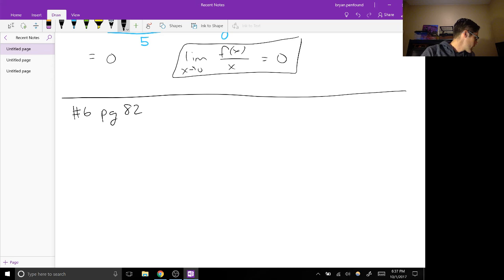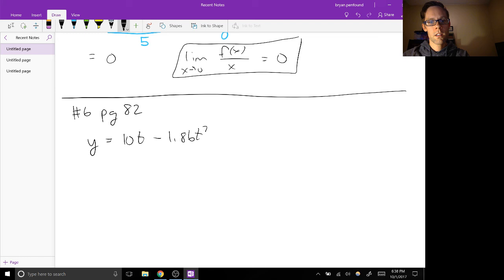So here we have a rock thrown upwards on planet Mars with a velocity of 10 meters per second. They are going to give us the height in meters after t seconds by the following function: y = 10t - 1.86t². Here y is the height, and t is our time in seconds.